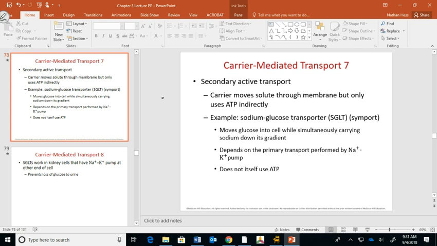Are we cool? And again, this is active. You need ATP in order for these to do that. Because again, we're going up gradient. We're not going with the gradient from high to low. We're going from low to high. Yes, ma'am?